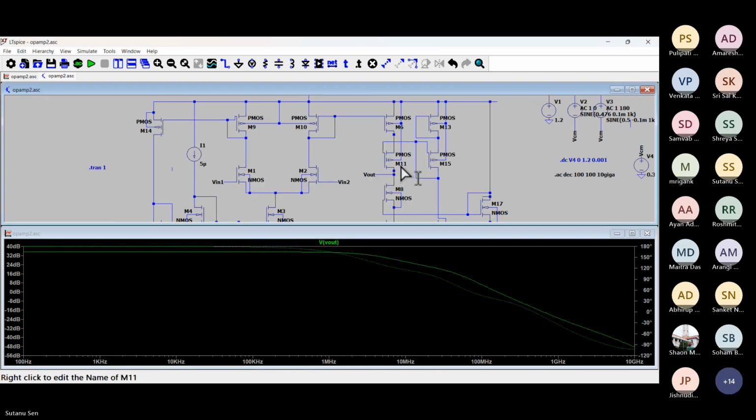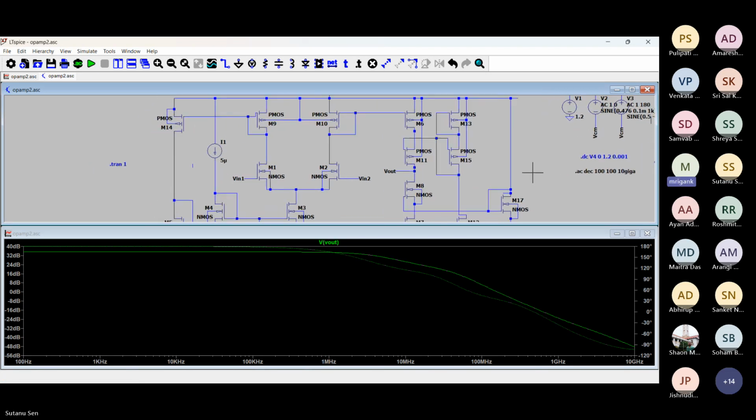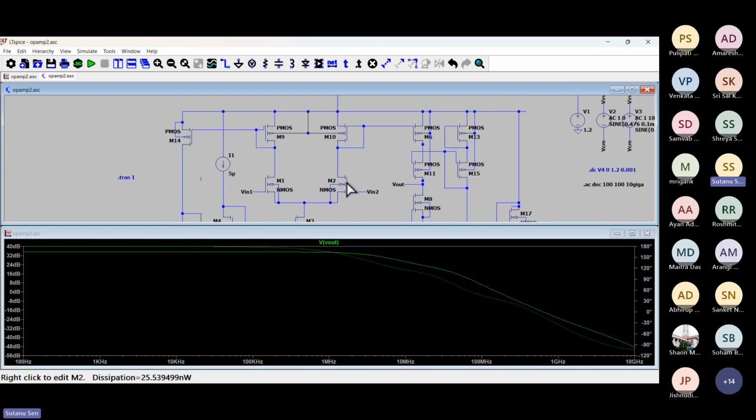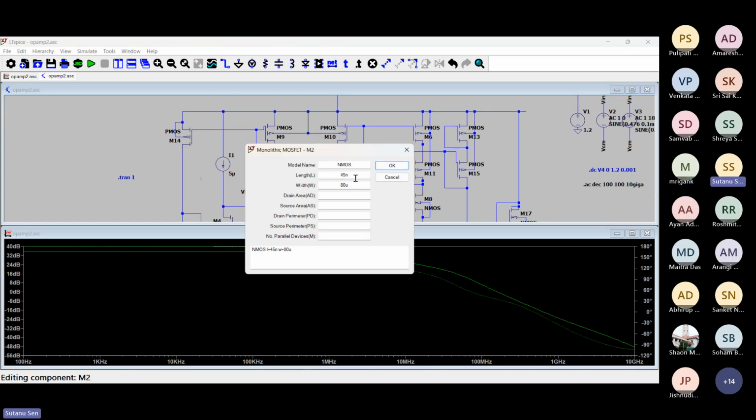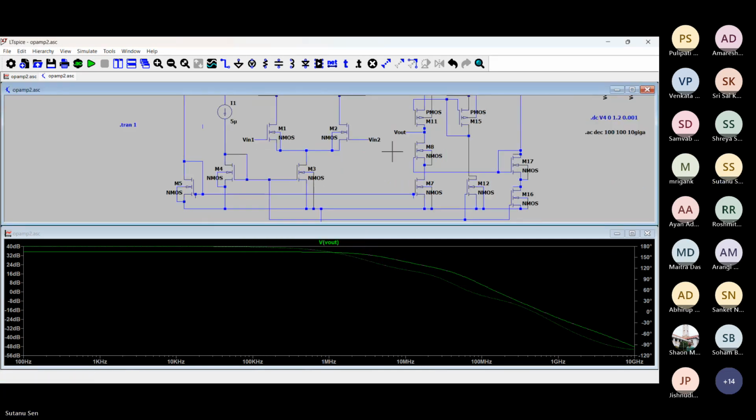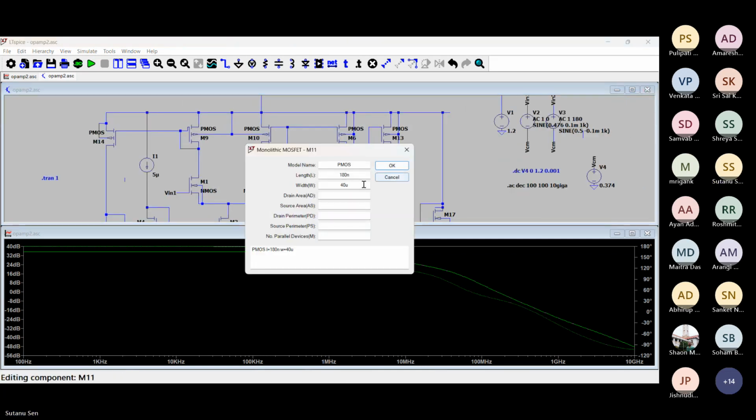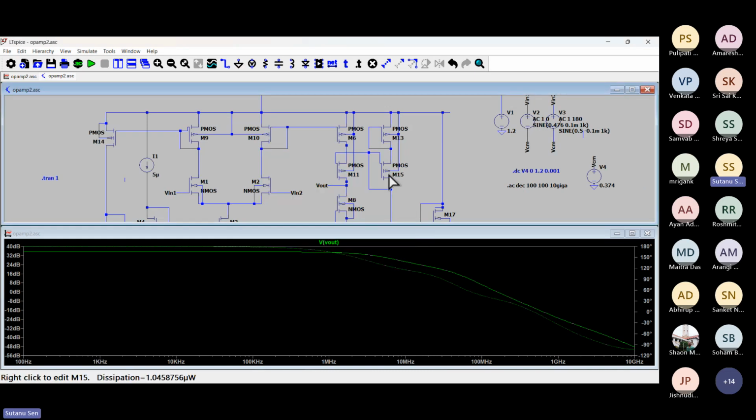Just drop. Yes, it has dropped. So there must be some problem in the sizing somewhere. Check the sizing once again. Yes, sir. This is 45 nano, micro. This is 45 nano, 80 micro. 41, 80, 20 micro.